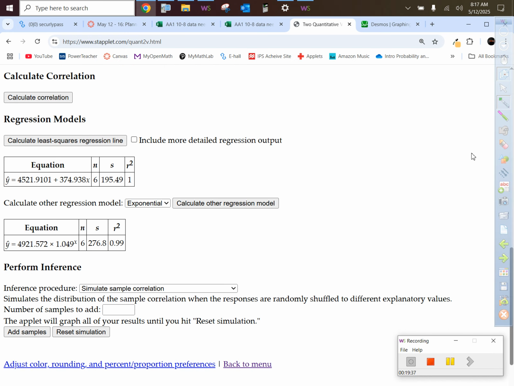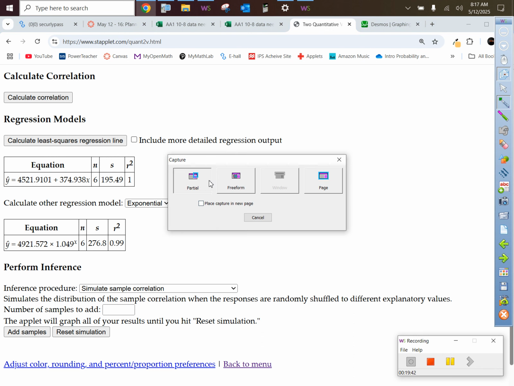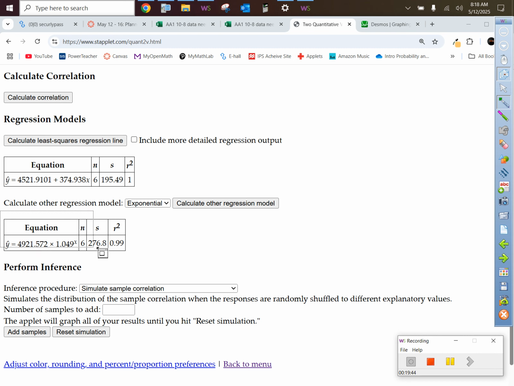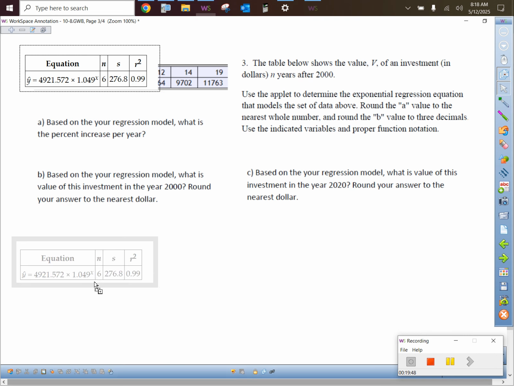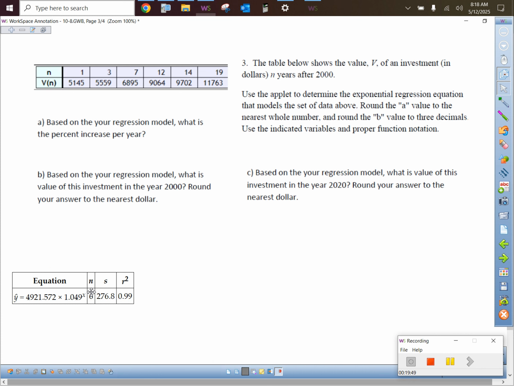This is our exponential guy, which has been a long, long time since we have talked about exponential equations in here. So let's see here. That's going to be y equals. They say to do some special rounding. Round the A value to the nearest whole number, round the B value to 3 decimal places.